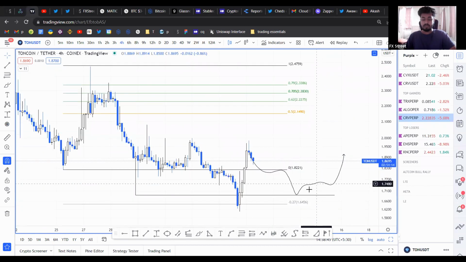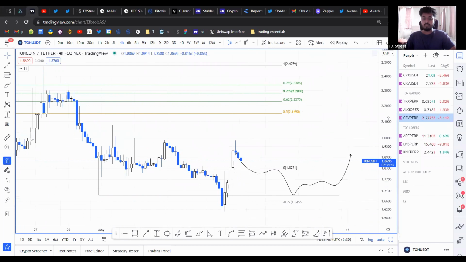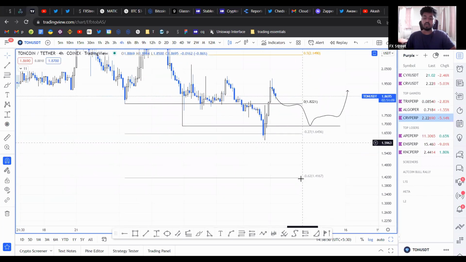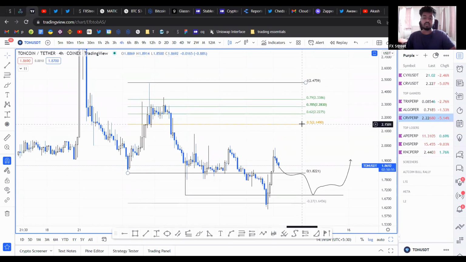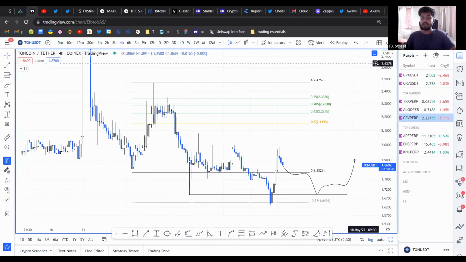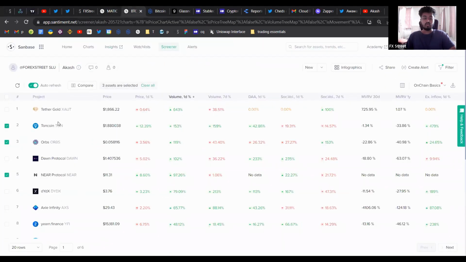So that is pretty much it for TON from a technical standpoint. For now, the downside is capped at 1.8, but if that fails, we could revisit 1.6, and in the ultimate price discovery mode, TON could head down to 1.41. As for the upside, you could see TON heading up to 2.15, but in a highly bullish case, we could see it come up to 2.47, which is the range high. Let's move on to the next coin, which is Orbs.